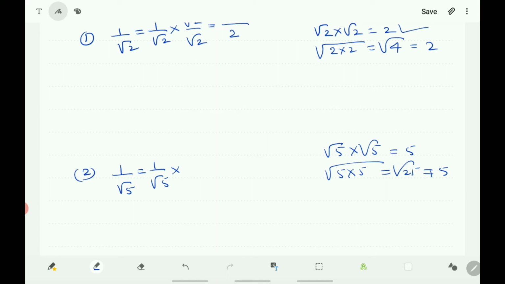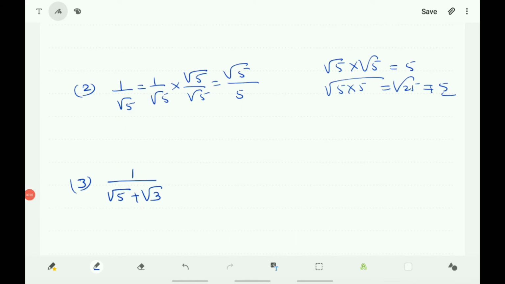If you multiply only the denominator, the value of 1 by root 5 changes. You must have the same value. The value should not change. Therefore, you multiply both numerator and denominator by root 5. Then the numerator becomes root 5, and the denominator, root 5 into root 5, is 5.